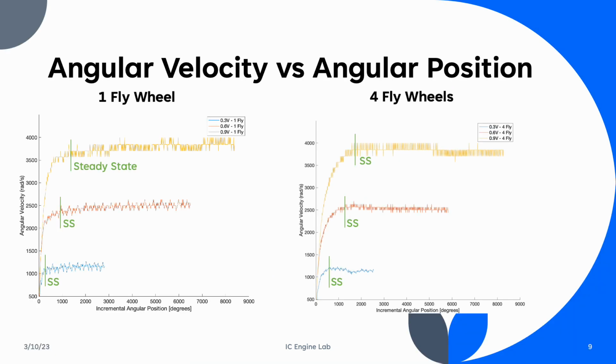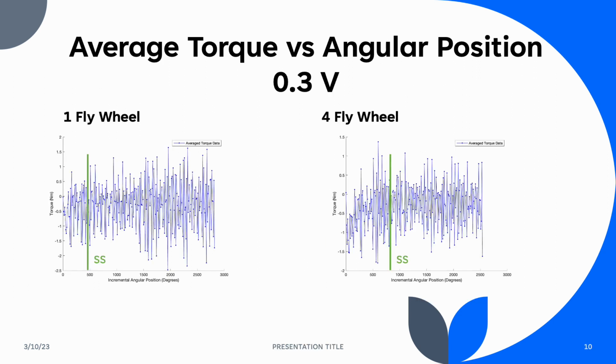This is the relationship between angular velocity and angular position at 3 different voltages, low, medium, and high, for 2 different engine configurations, one with 1 flywheel and the other with 4 flywheels. This is used to find the steady state value index and will be used later when determining the work of the motor. Using the calibrated data and the data collected, the average torque versus angular position can be found.